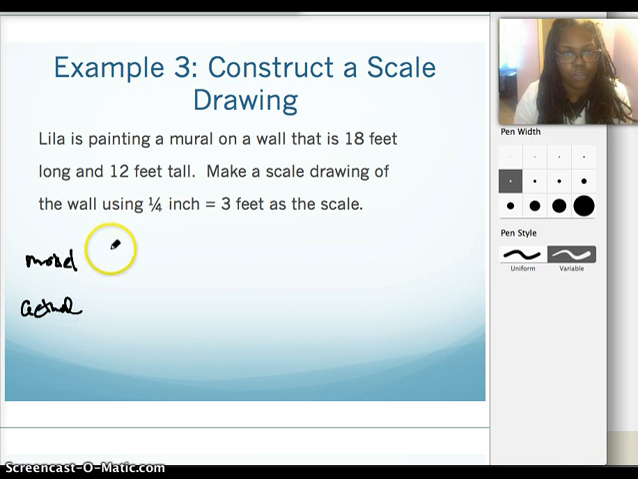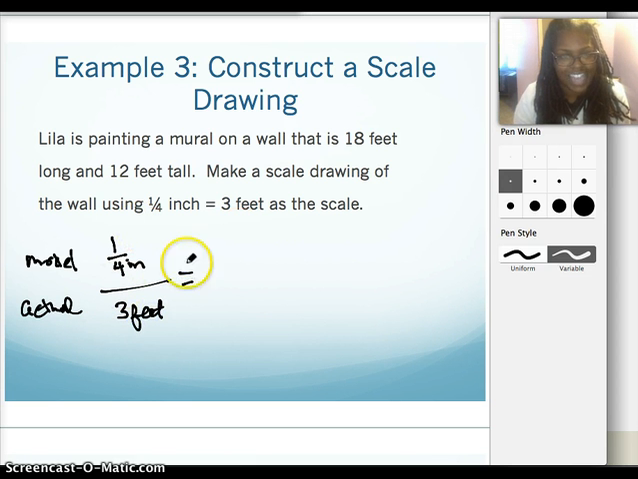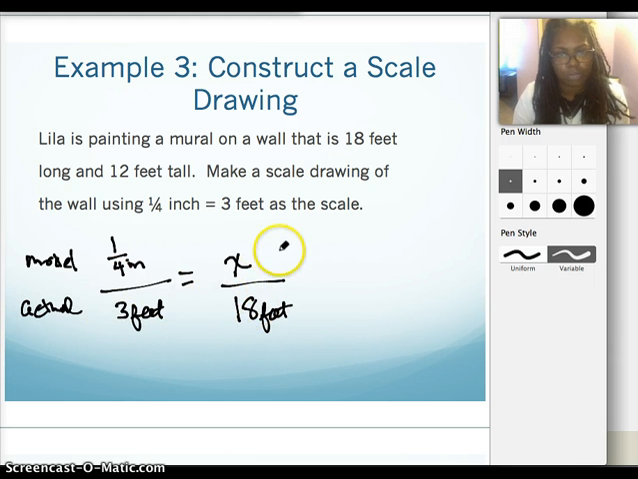And we're given that 1/4 of an inch is the model, and then 3 feet is the actual situation, the actual wall. So let's translate the first dimension. We were given the 8 feet long wall. So then we know that the model is what we're trying to figure out. We're trying to figure out how many inches that is in terms of the model, and we're going to put 18 feet. I think I may have said 8 feet, my bad. 18 feet here. We can cross multiply.